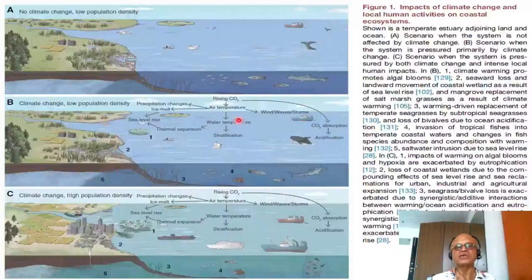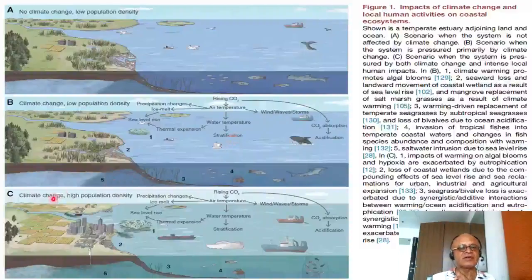So we are changing CO2, so air temperature is increasing, precipitation changes happen, ice melt, sea level rise, thermal expansion, and then water temperatures and stratification changes happen, wind, waves and storms, and CO2 absorption and acidification happen. So you have just added physical climate change impacts onto various drivers of changes in the coastal ecosystems.